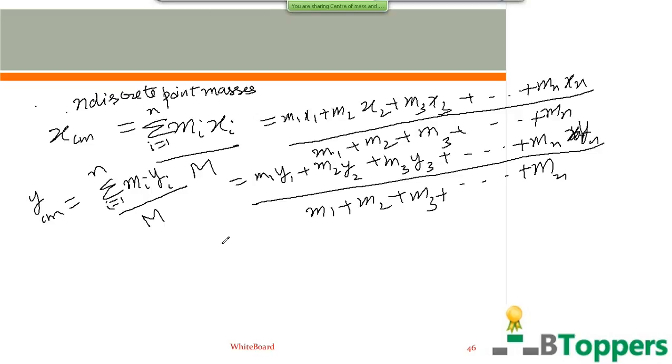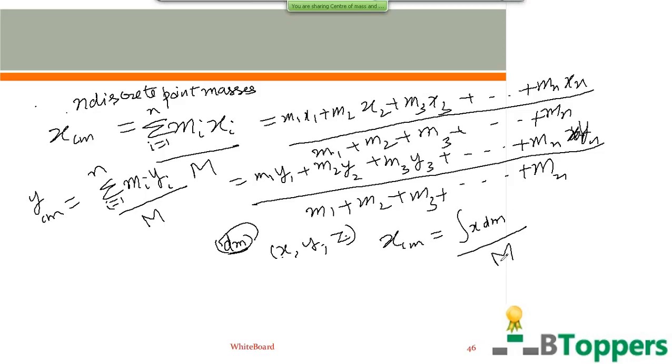method. That means we imagine the body to be divided into a large number of elementary masses, and each elementary mass is denoted by dm. That means if x, y, z denote the Cartesian coordinates of the center of mass of that elementary mass dm, then the x coordinate of center of mass of the body is the integral of x dm divided by capital M. Capital M is the total mass of the body. We choose the limits of integration in such a way that the summation is carried out for the entire mass of the body.